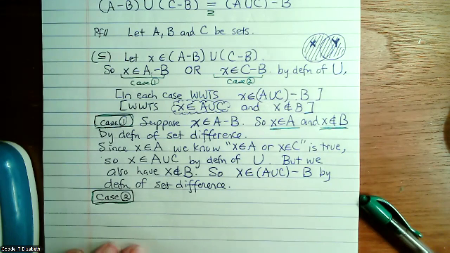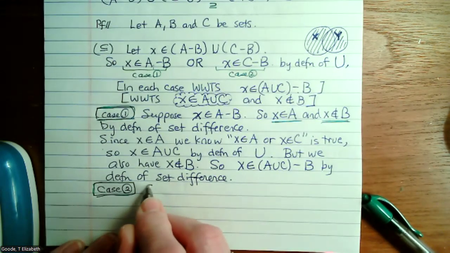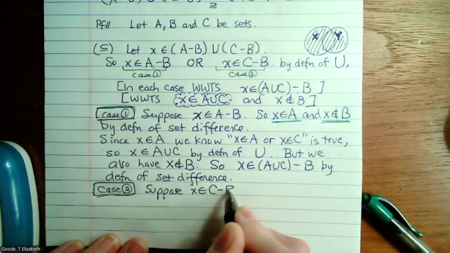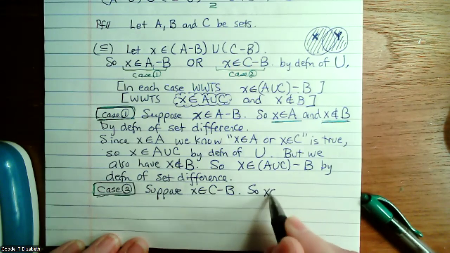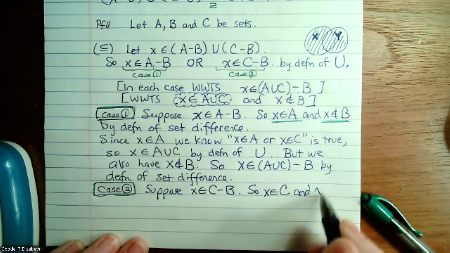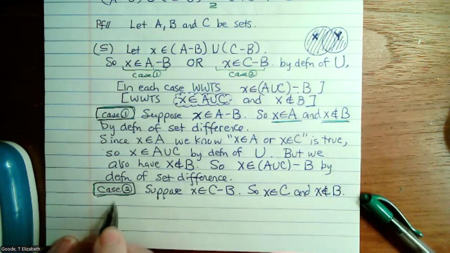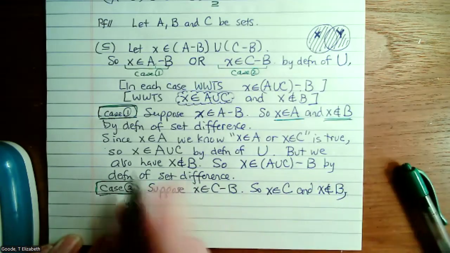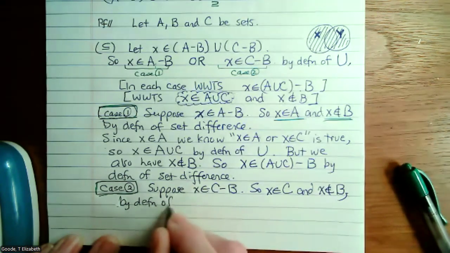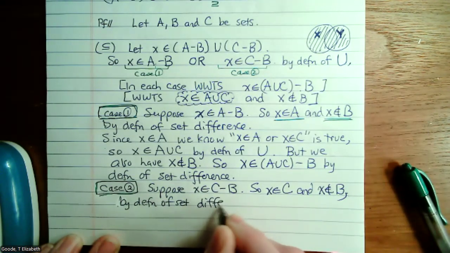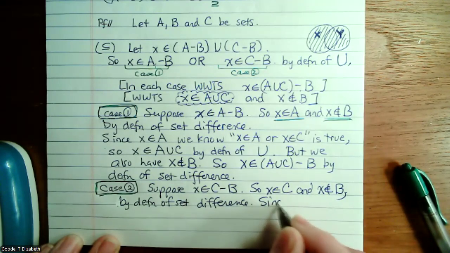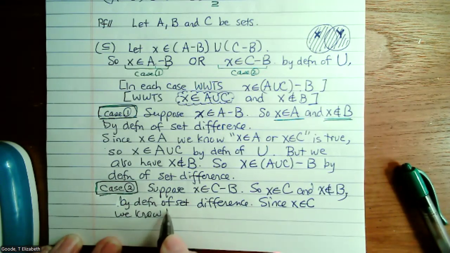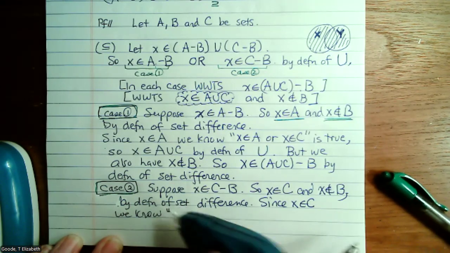You've got it, great. So tell me what to write for case two. I started, suppose X is an element in C minus B. Great. So X is an element in C, and X is not an element in B, by definition of set difference. Since X is an element in C, we know X is an element in A union C. Okay, good. You can go directly to that.